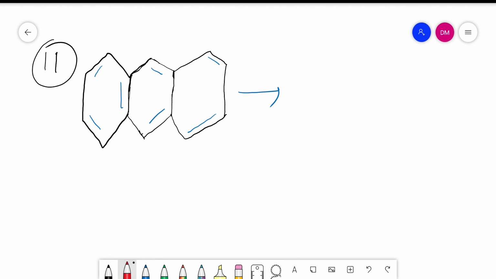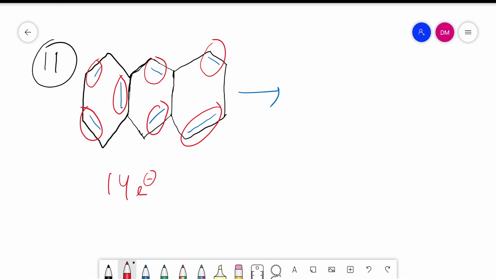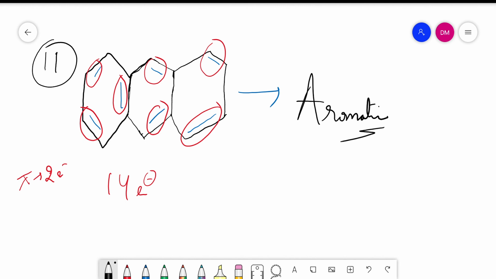You can see 2, 4, 6, 8, 10, 12, 14. Total 14 electrons are present as each pi bond consists of 2 electrons. 14 electrons are present, so obviously it's aromatic. As simple as that. So this was the video about whether a compound is aromatic or anti-aromatic or non-aromatic.